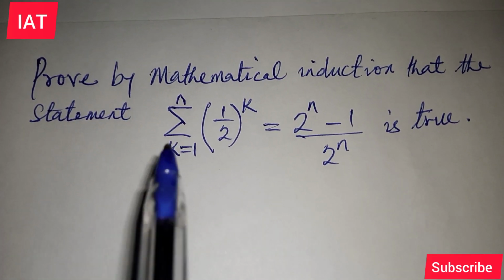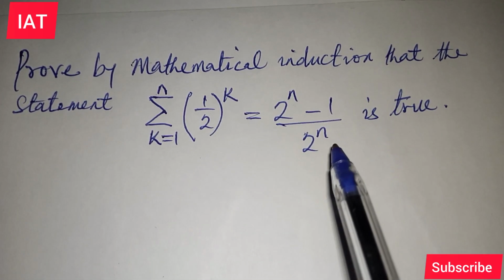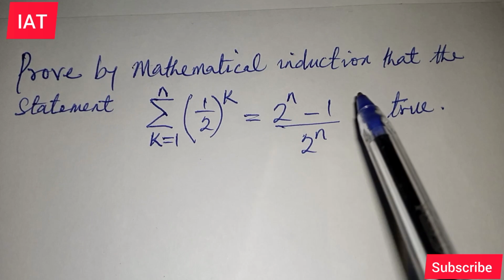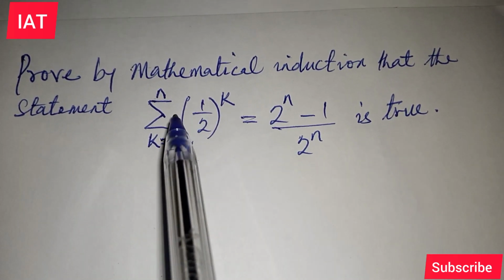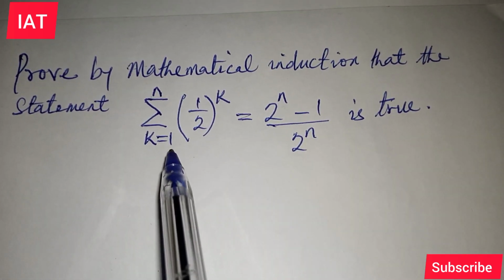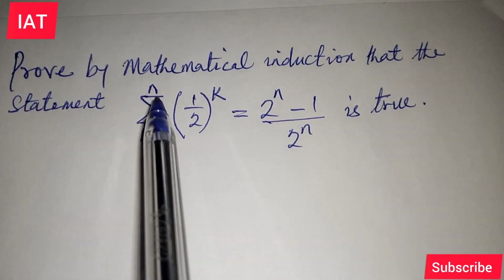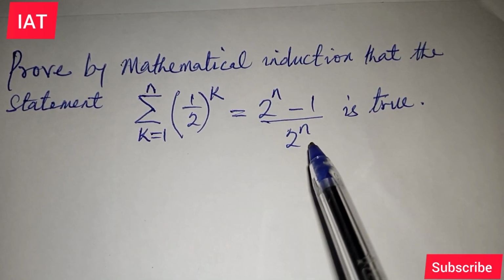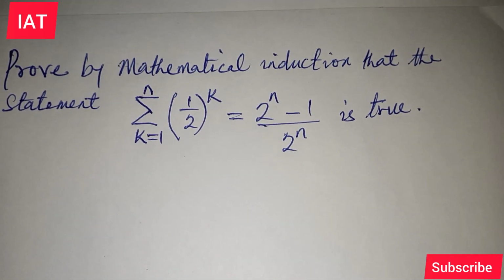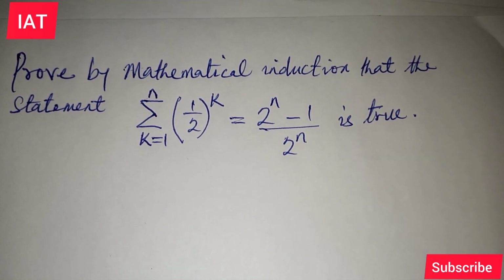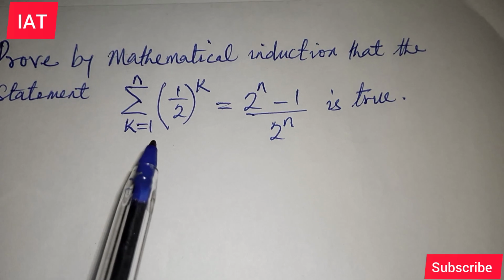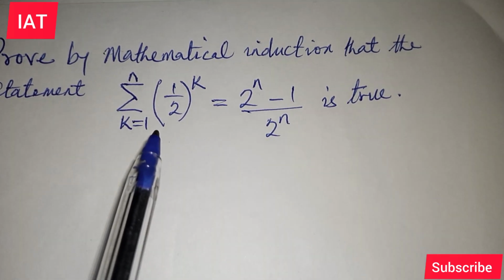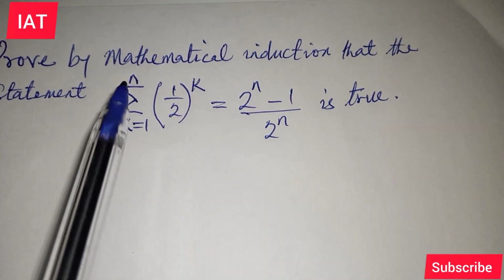In this video, we want to solve this expression. To prove by mathematical induction that the statement, summation k equal to 1 up to n of 1 over 2 to the power of k equals 2 to the power of n minus 1 all over 2 to the power of n, is true for all positive integers of n. So k starts from 1 in this statement. k starts from 1 and tends to n.